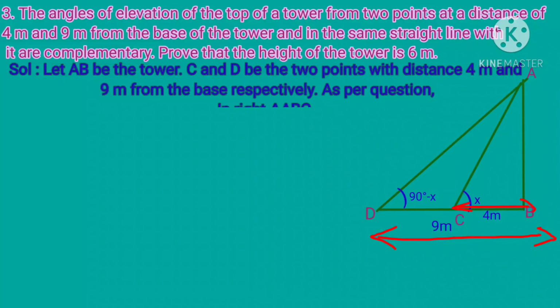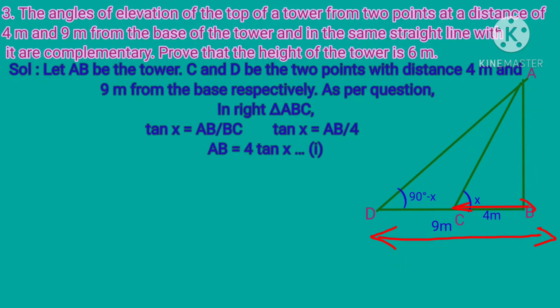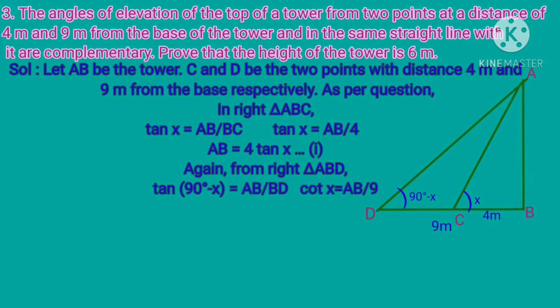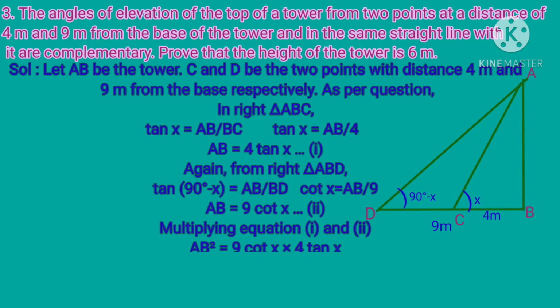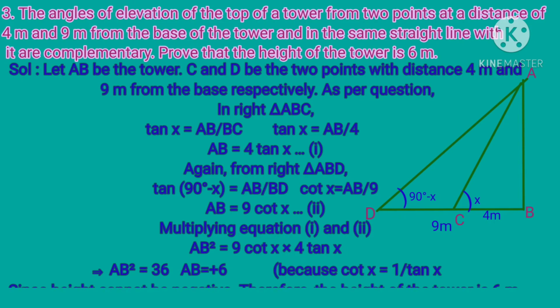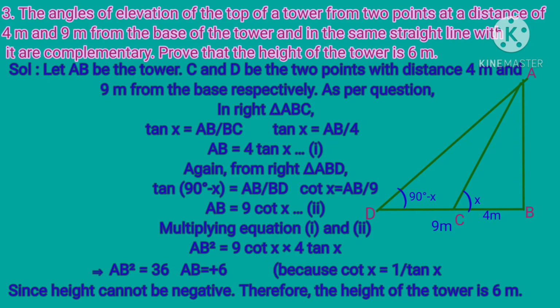As per the question, in right angle triangle ABC, AB by BC is equal to tan x. So AB is equal to 4 tan x. Again from right angle triangle ABD, tan of 90 minus x is equal to AB by BD. So tan of 90 minus x, we know this is cot x. So cot x is equal to AB by 9. So it means AB is equal to 9 cot x.